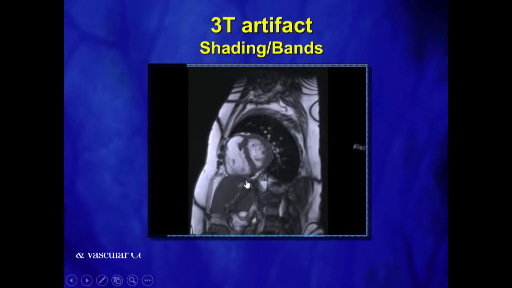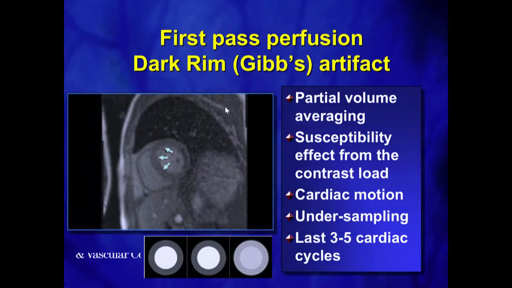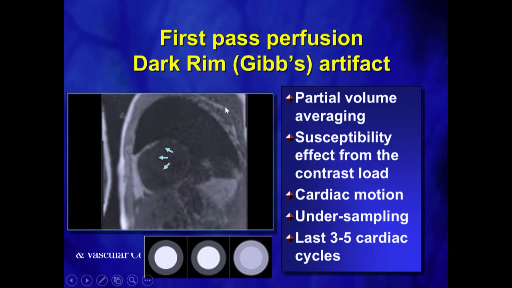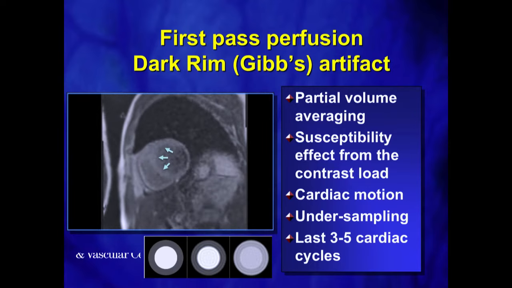And we do see, as we said, with a higher magnetic field strength, for example at 3 Tesla, you'll see more of these shading or banding artifacts that almost always occur in the SSFP, which is the one that is more susceptible to any magnetic field inhomogeneity.